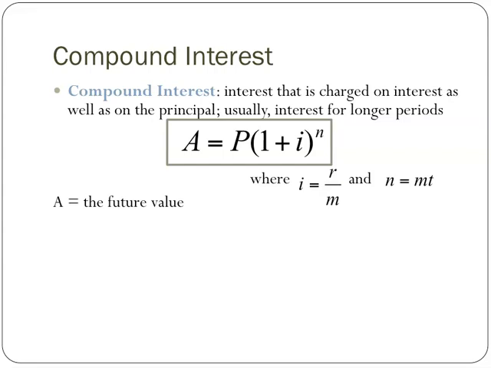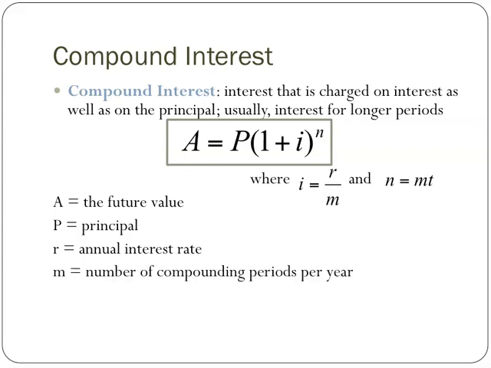So A is the future value, so the maturity value or future value of the loan or the investment, whichever case. P, that's the principal, so that's the amount of the loan or the initial amount that is invested. r is the annual interest rate.